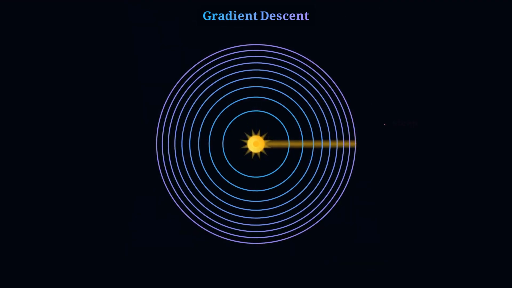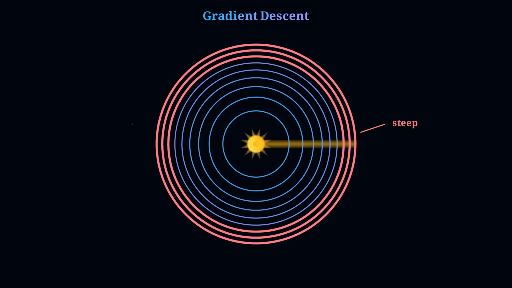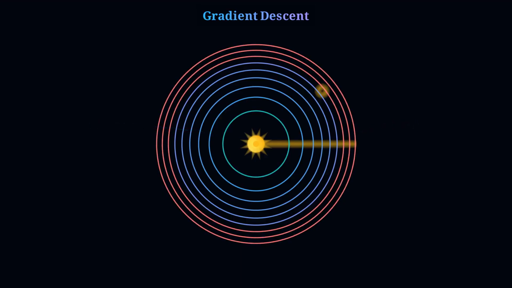Reading these rings is a skill worth pausing on. Where the rings are packed tightly together, the surface is steep, height changes fast over a short distance. Where the rings are spread far apart, the ground is nearly flat. Now place our ball as a dot somewhere out on the map, away from the center. It sits on one particular contour ring. Downhill means crossing toward the inner rings, toward the center where the loss is lowest.